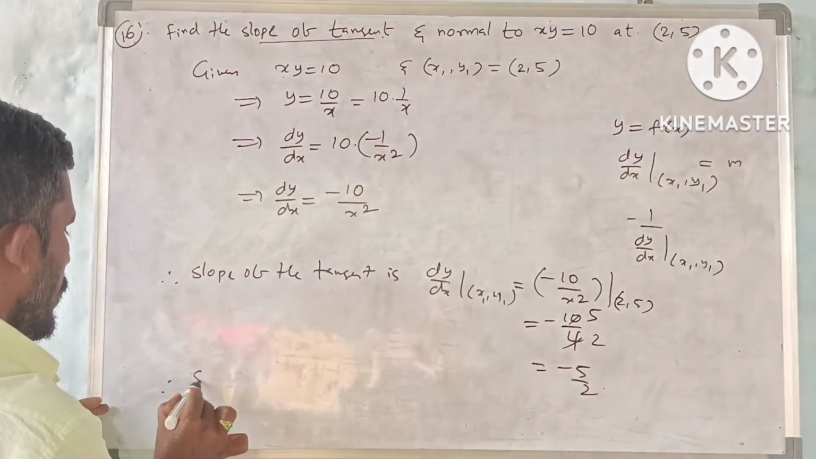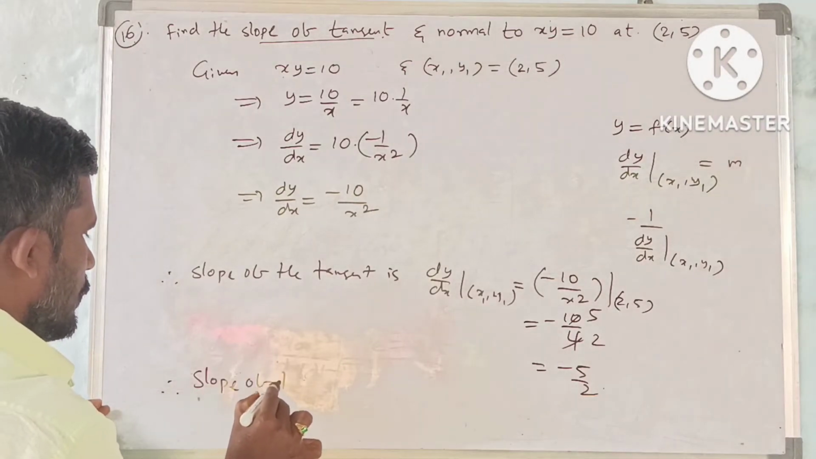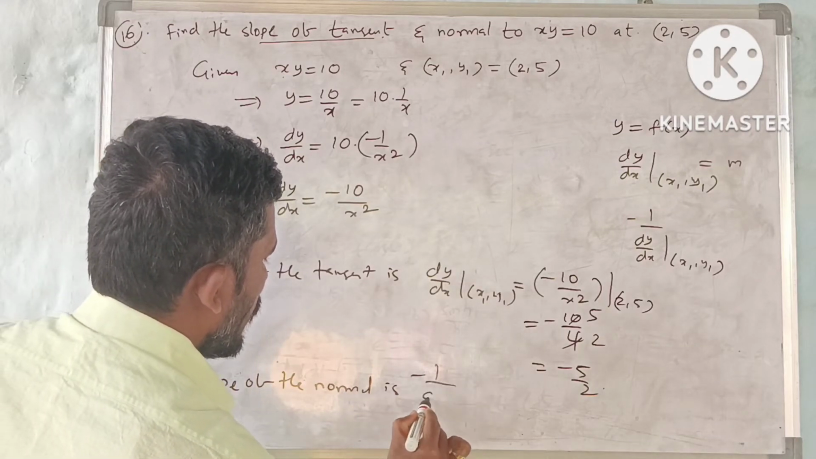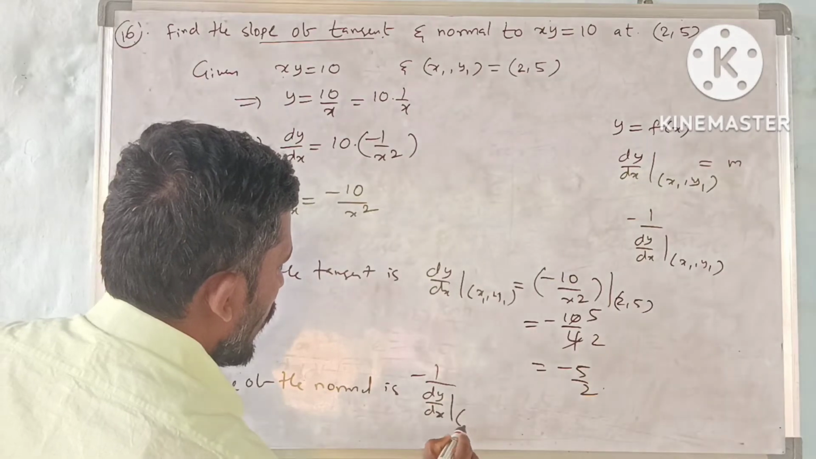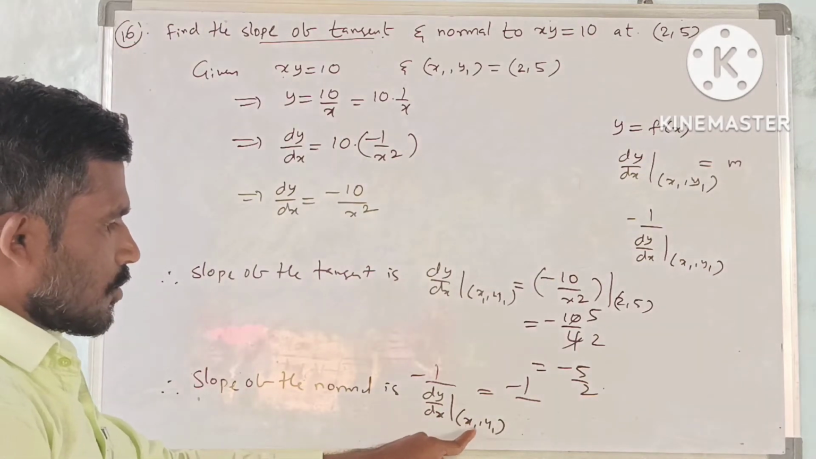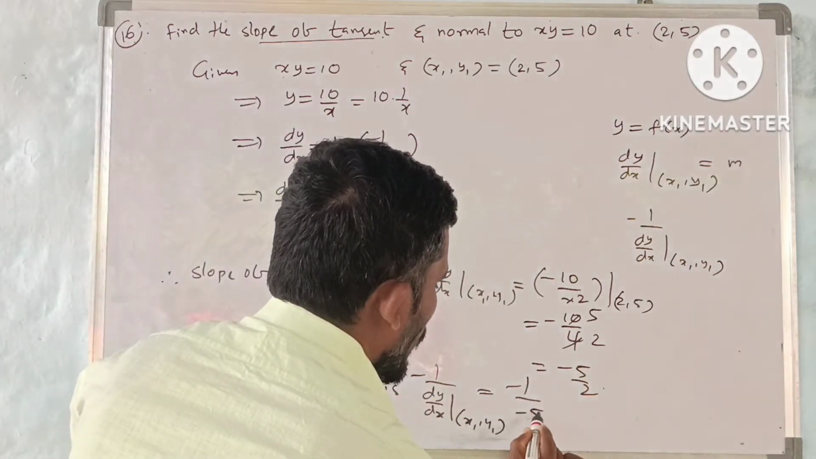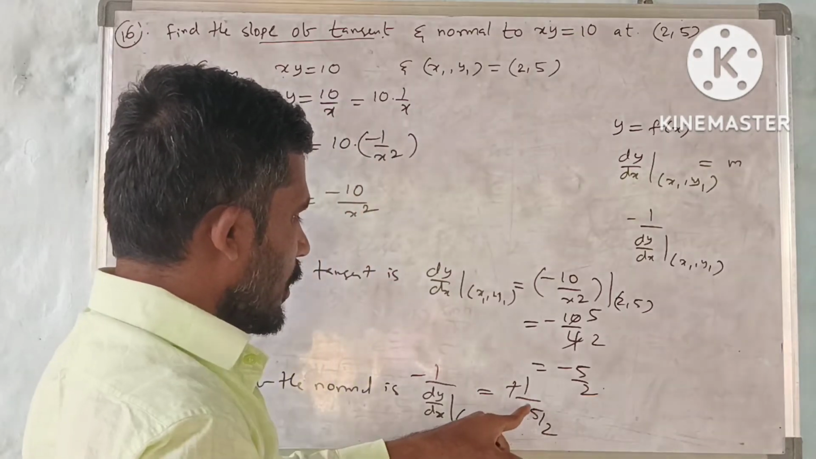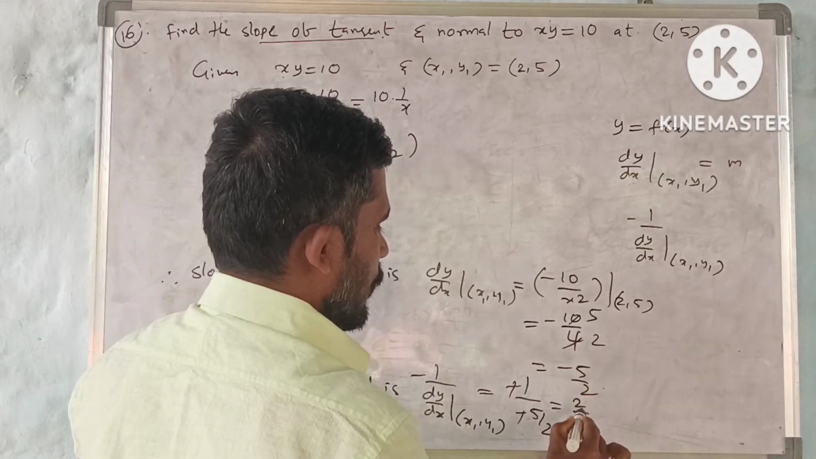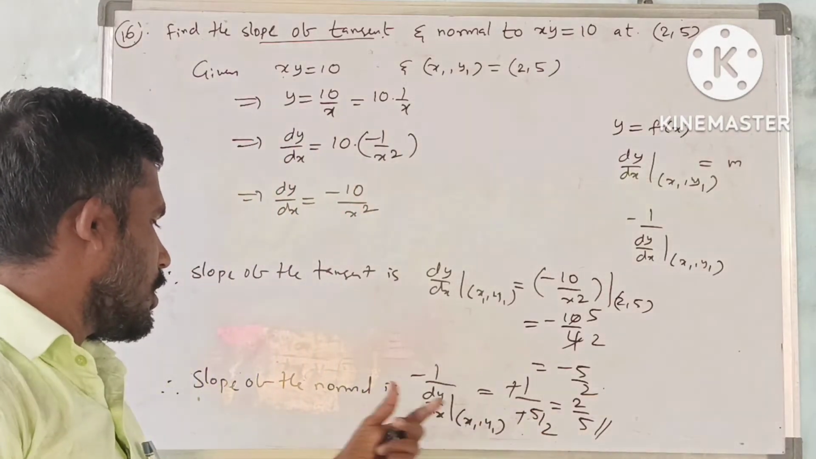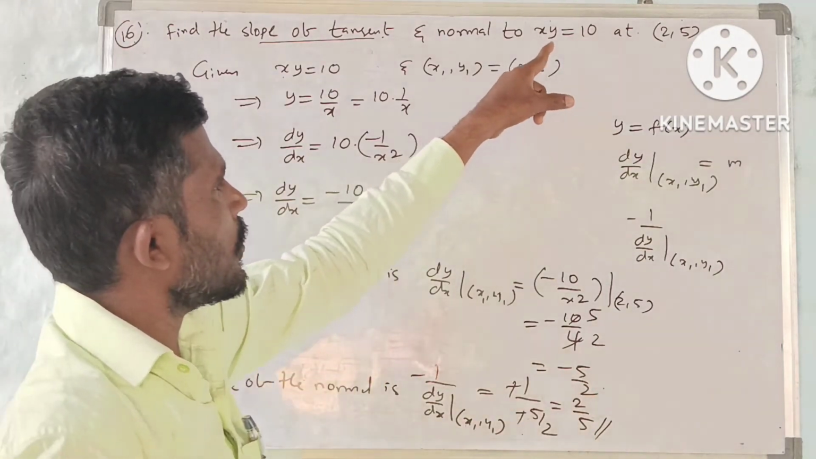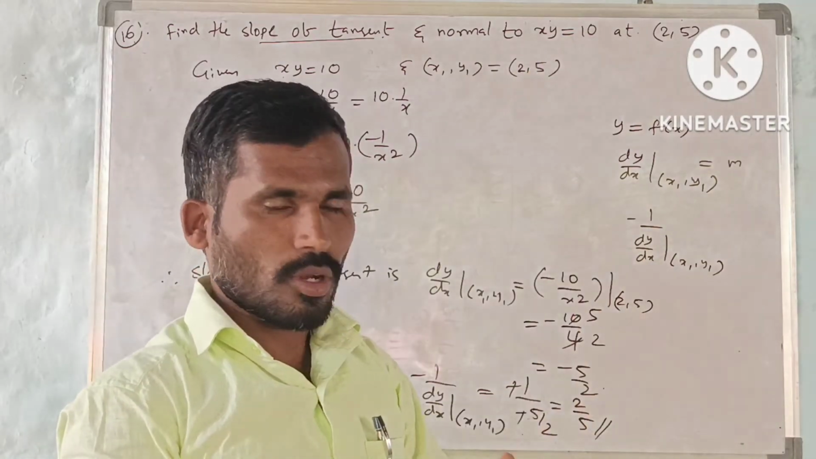In the same manner, the slope of the normal. The principle is minus 1 by dy by dx at x1 comma y1. So minus 1 by, where dy by dx at x1 comma y1 is minus 5 by 2. Minus minus cancel, and since the denominator has a by b form, taking the numerator across gives b by a, which is 2 by 5. So 2 by 5 is the slope of the normal, and minus 5 by 2 is the slope of the tangent to the given equation xy is equal to 10 at 2 comma 5.